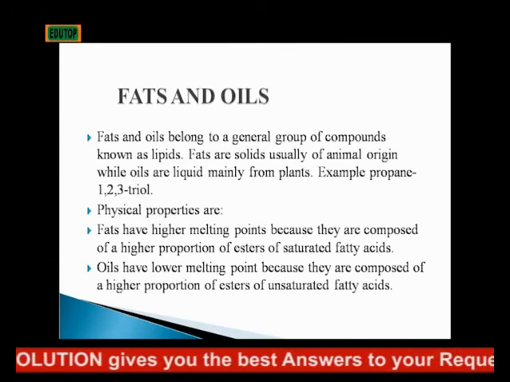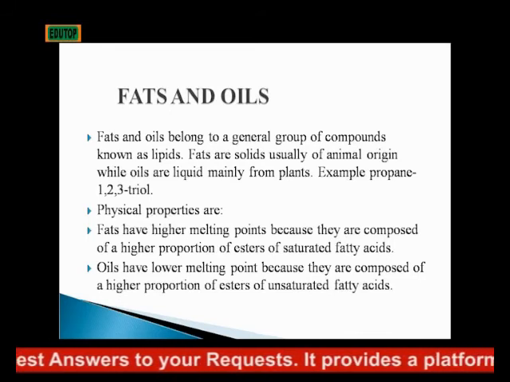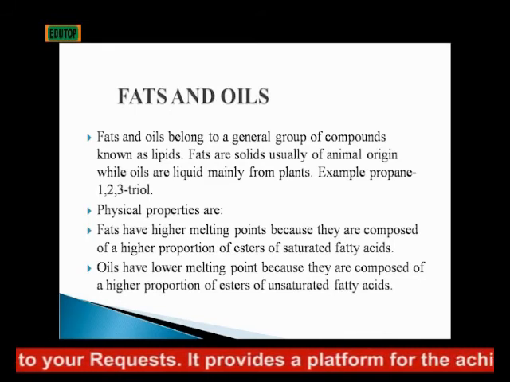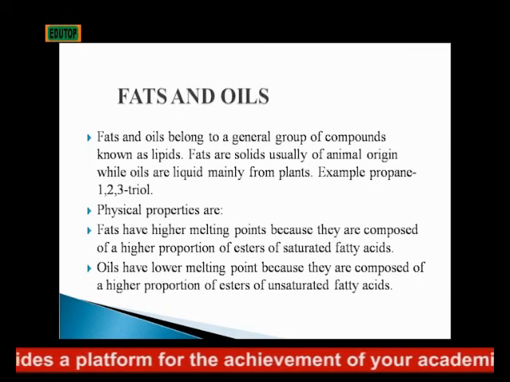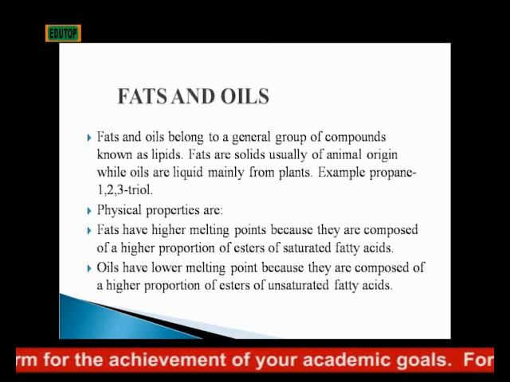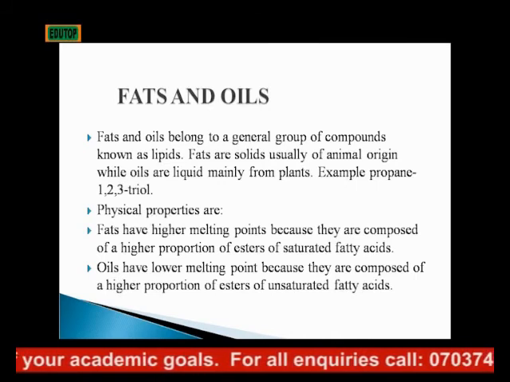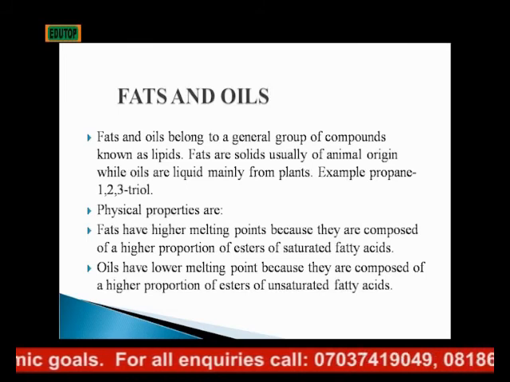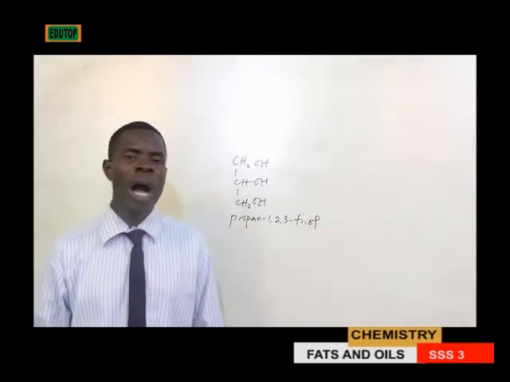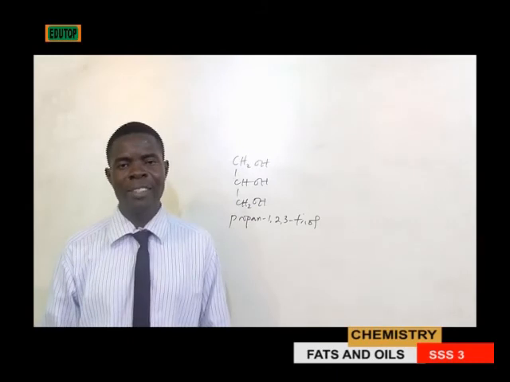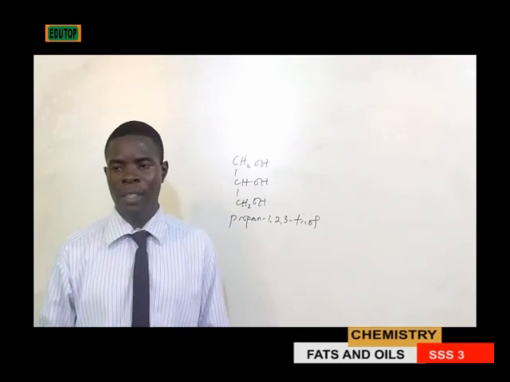Physical properties: fats have higher melting point because they are composed of a higher proportion of esters of saturated fatty acids, while oils have lower melting point because they are composed of a higher proportion of esters of unsaturated fatty acids. The major difference between fat and oil is that in fat you have esters of saturated fatty acid, while in oil you have esters of unsaturated fatty acids.